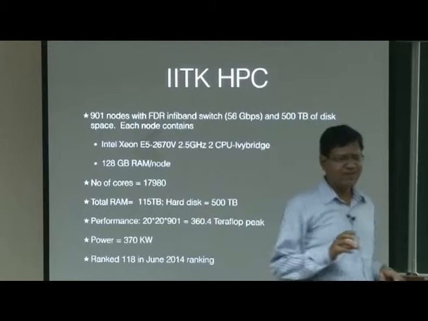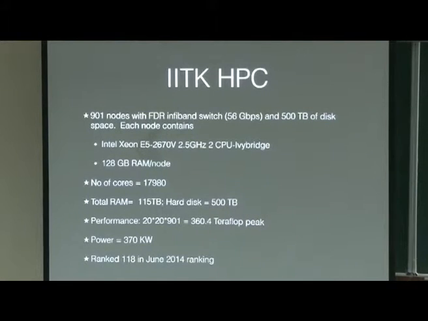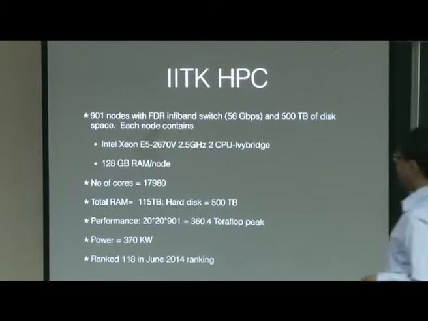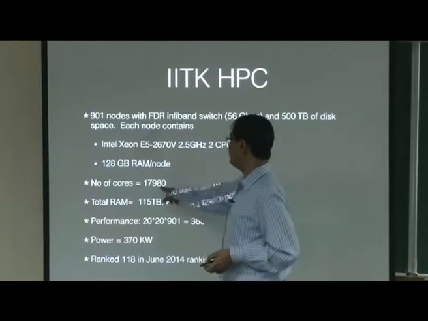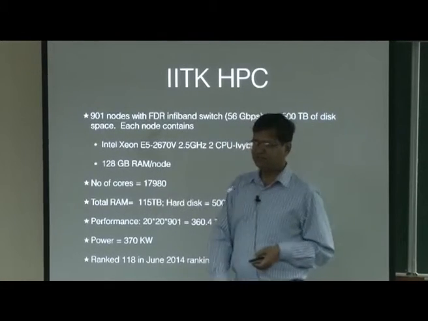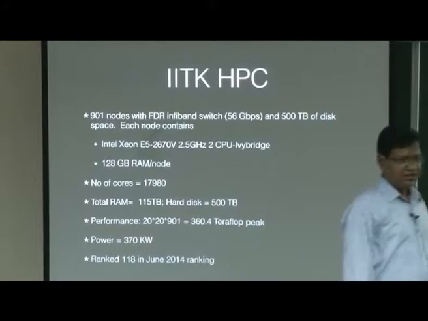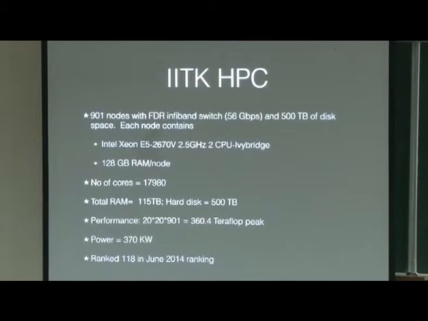Some of them, the master nodes, have fewer cores. So overall, if you see the numbers, we have 17,000 or 18,000 cores in our HPC, which is a big number. This machine is ranked, was ranked, now it is slipping down, 118 in the world. This is called top500.org. So it was 118th in June 2014.